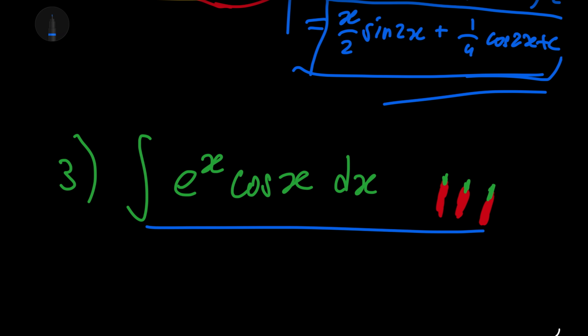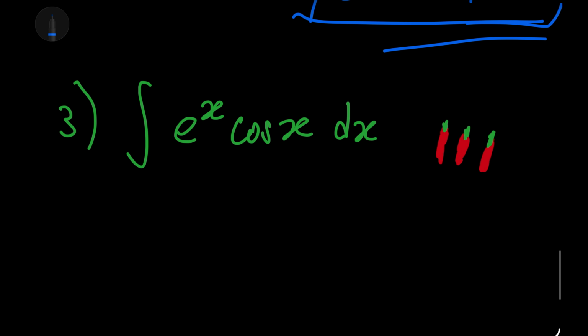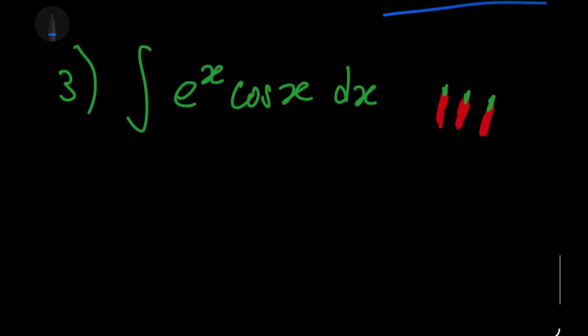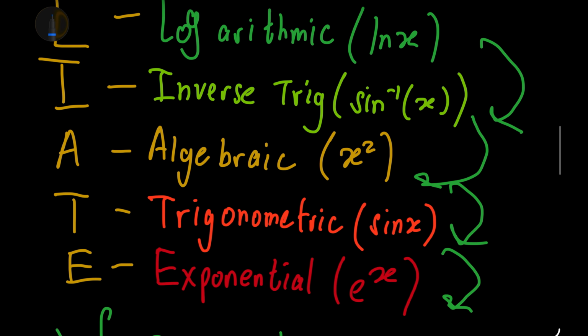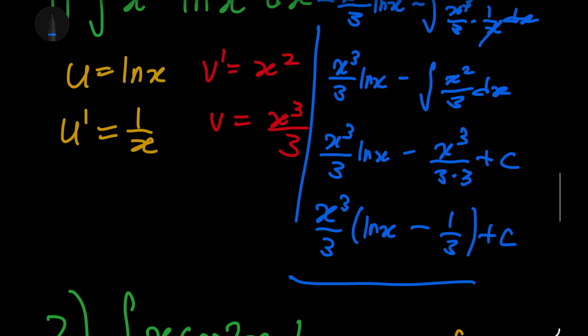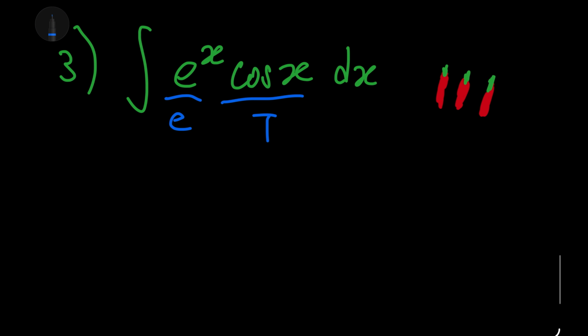Now this is a hard question, and I'll show you why. You'll see why. The integral of e to the x cosine x dx. So again, now we have to choose between an exponential function, so that's e, and a trig function, t. So we go back to LIATE, e comes after t. So in this case, our u value will be cosine x, and our v prime value will be e to the x.